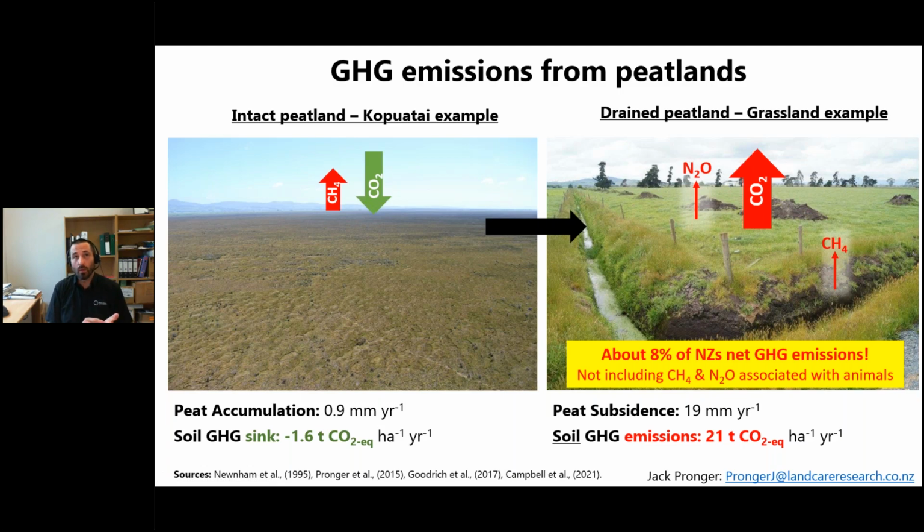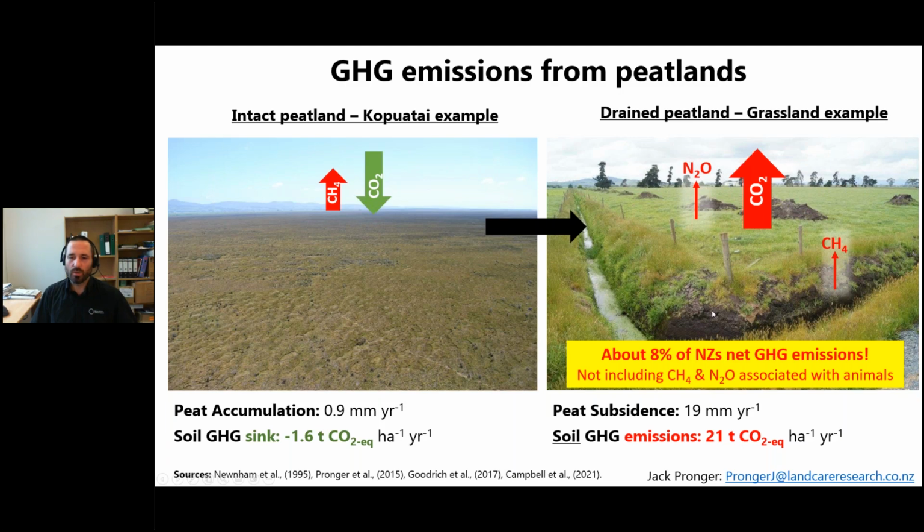And that comes out, if you do that for all of the peatlands in New Zealand, including the cropland peatlands, it's about 8% of New Zealand's net greenhouse gas emissions. And this is not including the methane and nitrous oxide associated with animals. So this number here, 21, you probably add 10 on to that if you put the emissions associated with the animals that are grazing on this system. So they are a large source of emissions from quite a small area in New Zealand.